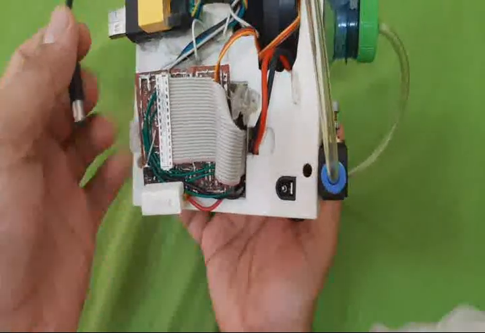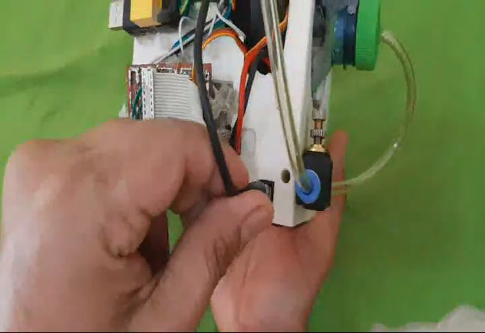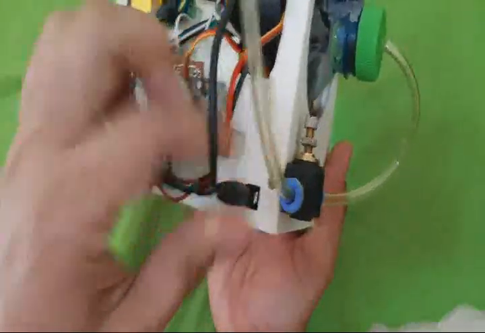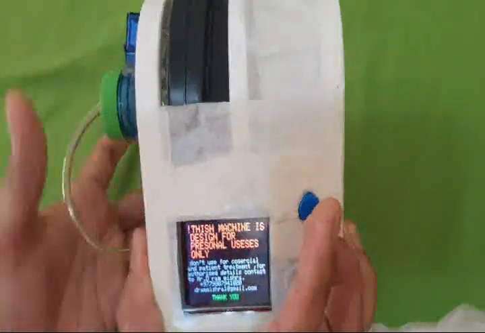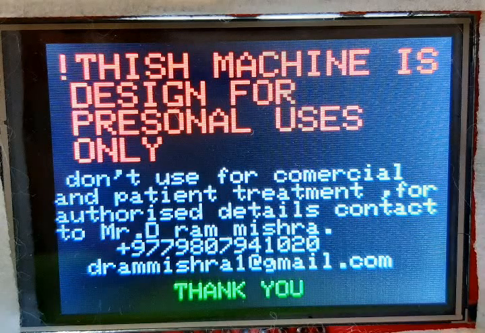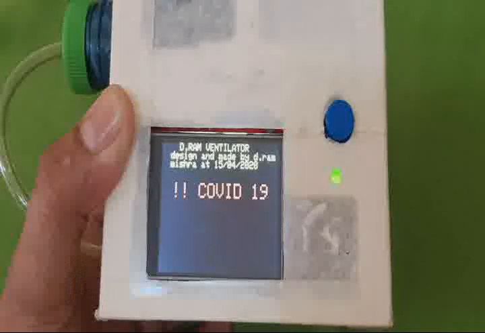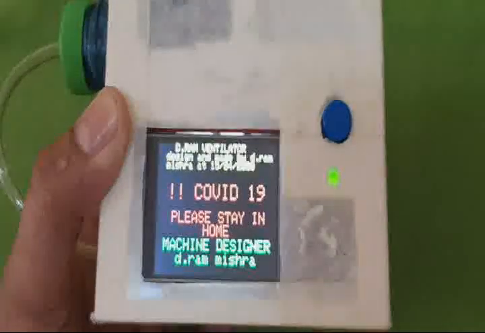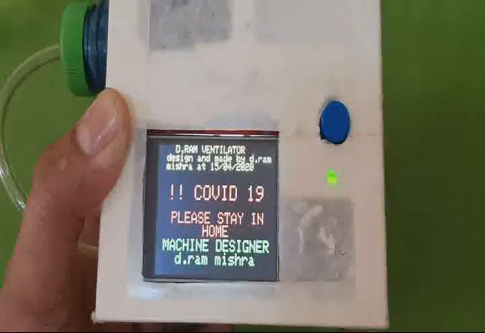I have a power plug here, and on the back side I have the power socket. So I plug into this power socket. If I plug in the power, you can see the general information of the machine. Now the machine is on. It is showing some information. This is basic information of the machine, some of my personal details and the machine details also.